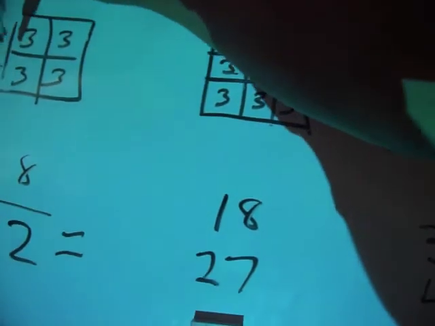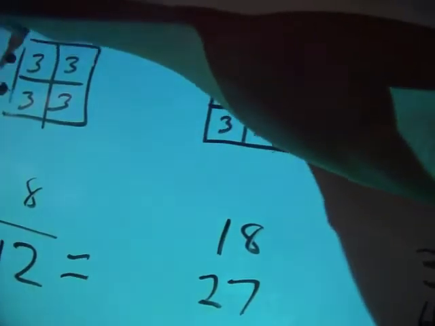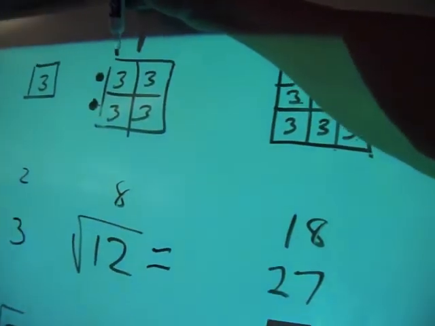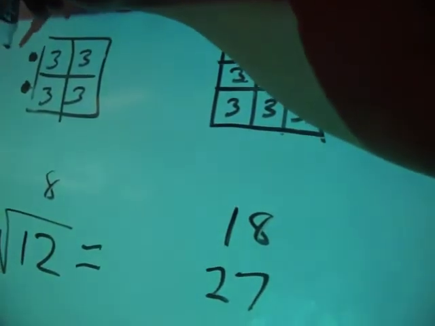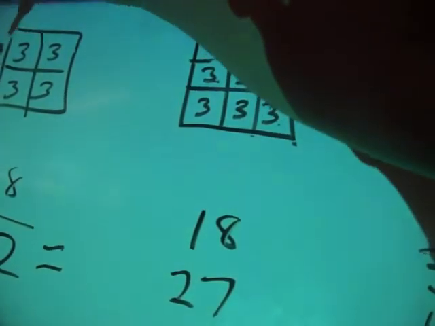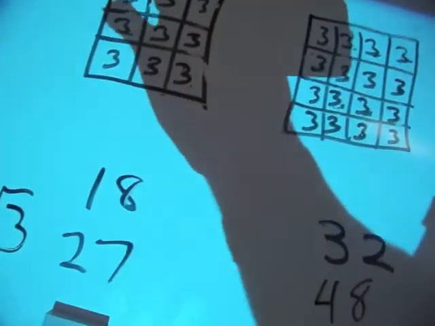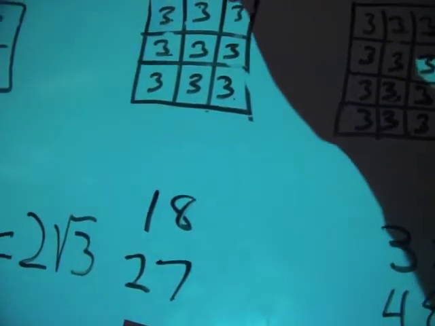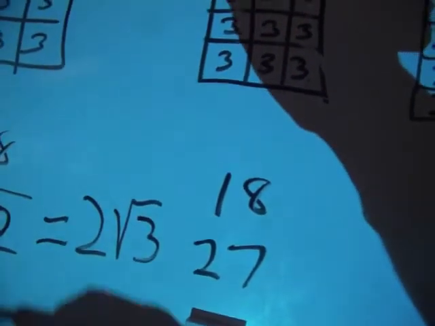2. Wait. How many do you see? 2. Anybody see more than 2? Nope. Anybody see 3? How many there? 2. You only count one side. 2 square roots of 3. That's all we did. 2 square roots of 3. Levi, do you see 4 there?